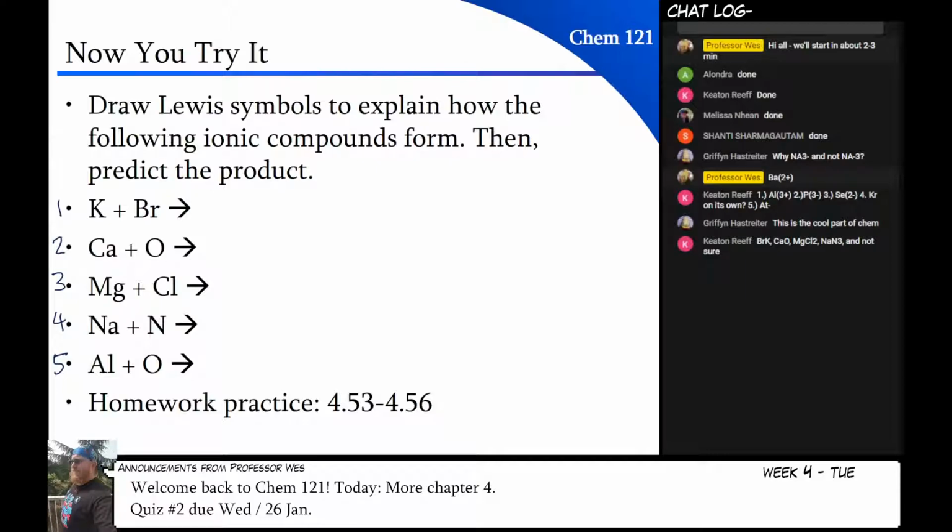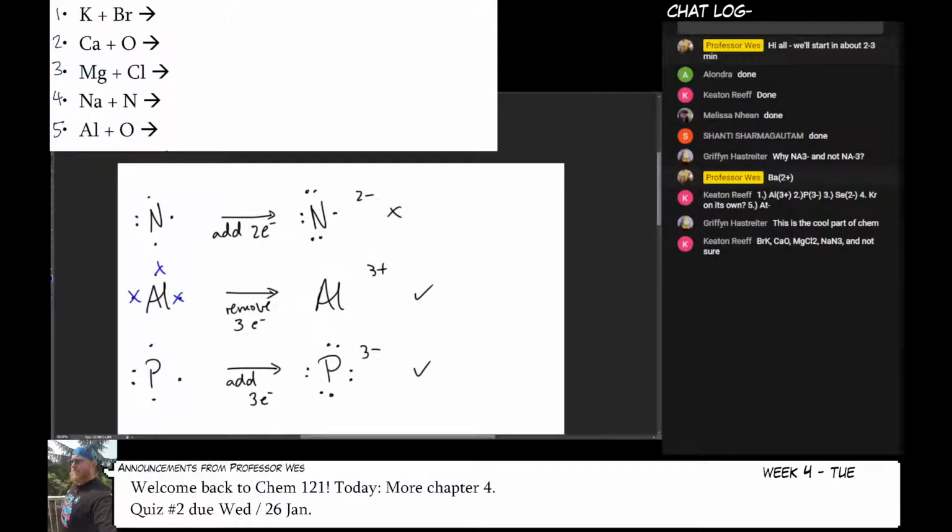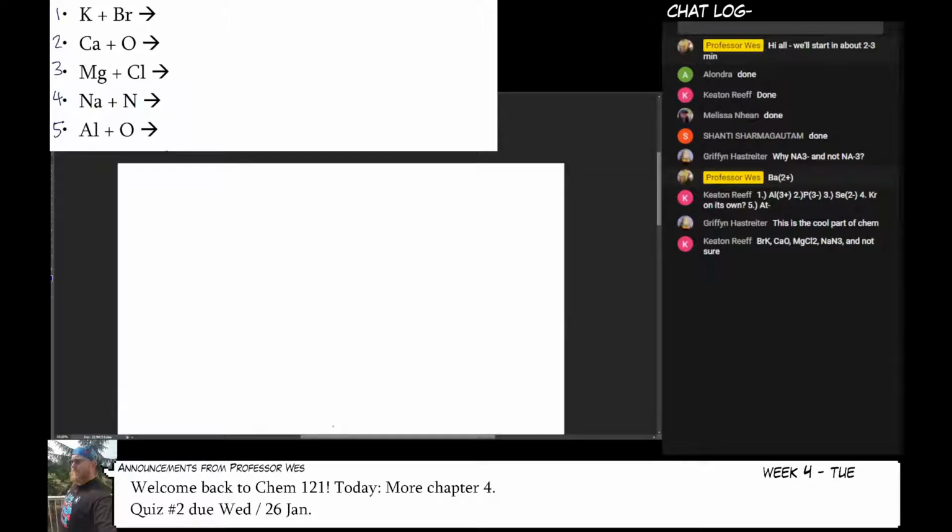All right, so let's go. First, we got to go over here, because we're going to need a lot more space to do these problems. For the first one here, I draw my potassium with 1 valence electron because it's in group 1, and my bromine with 7 valence electrons because it's in group 17. Then to get an octet for both, I just pass 1 electron over like that. So this has an octet, and this has an octet. The result that we would get would be KBr.